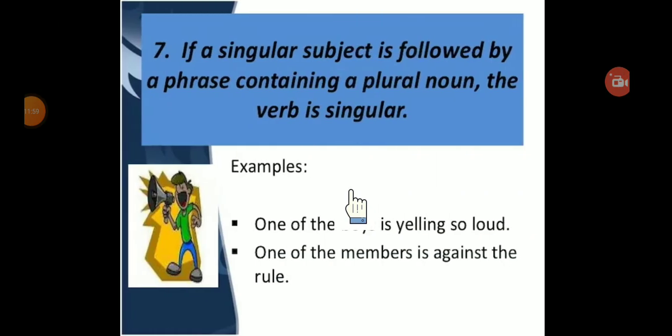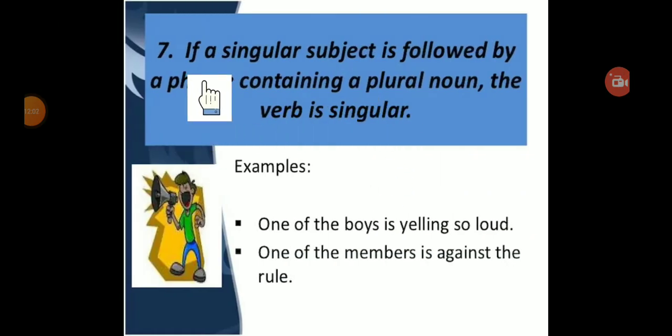Okay. Then comes another rule, rule number 7. If a singular subject is followed by a phrase containing a plural noun, then the verb is singular. So what does rule number 7 say? If a singular subject is followed by a phrase containing a plural noun, the verb is singular. For example: One of the boys is yelling so loud. Yelling means shouting. Here the singular subject is one.